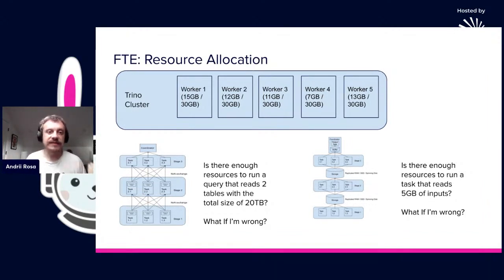And also the cost of a mistake is much lower. So basically, if you make a mistake with the all-at-once execution model, then you have to fail a query and start over. But if you make a mistake only at a task level, then the only thing you lose is just the runtime of this small task.